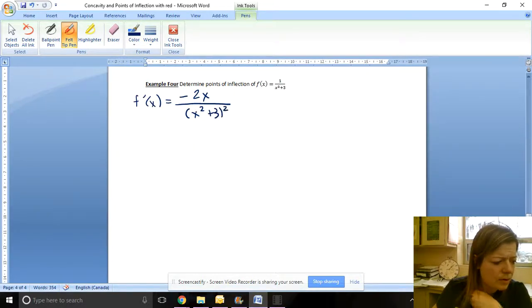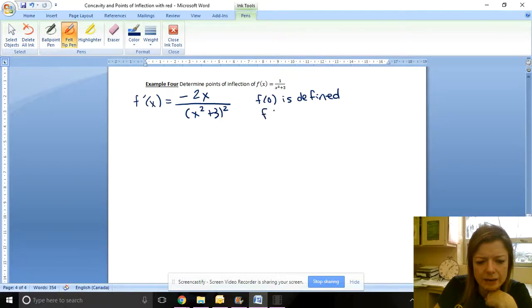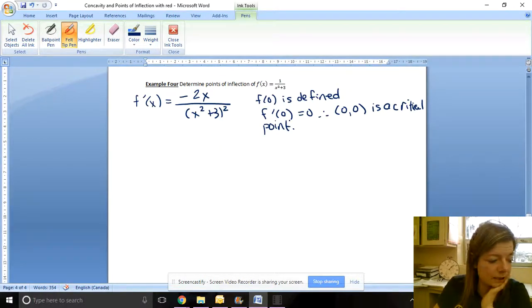Okay, so notice that f at 0 is defined. Okay, and f prime at 0 equals 0. So therefore 0, 0 is a critical point. Okay, because it makes the derivative 0 and it's defined in the function. So that means it is a critical point.